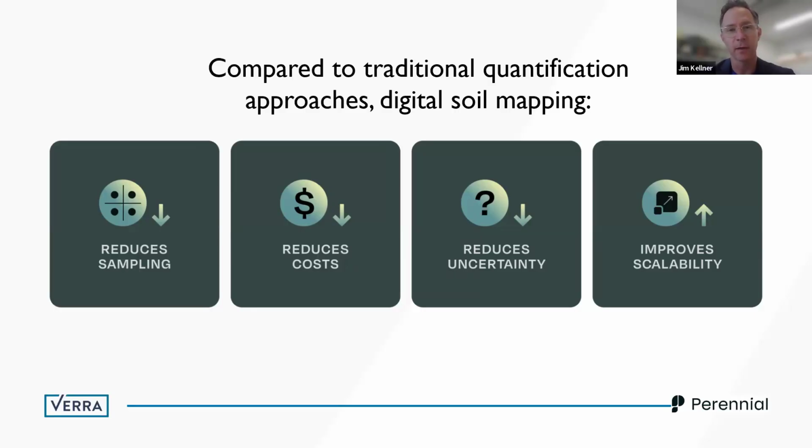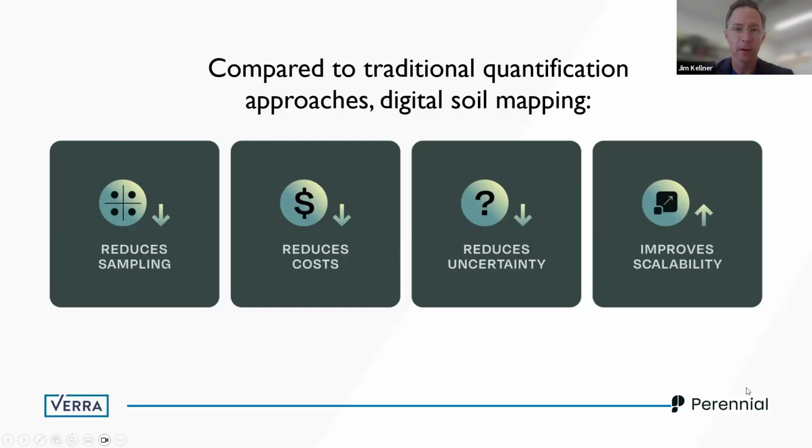Because digital soil mapping is a comprehensive map that has many thousands to tens of thousands, hundreds of thousands, sometimes millions of individual pixels in it, it reduces uncertainty because you're estimating the mean and the uncertainty in that mean using much more information than would be feasible to do using just samples alone.